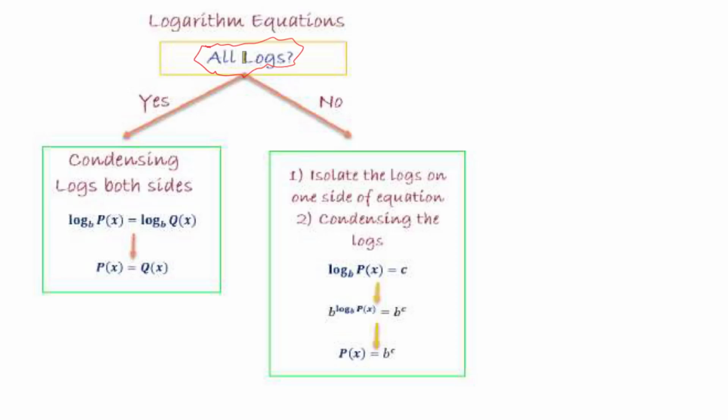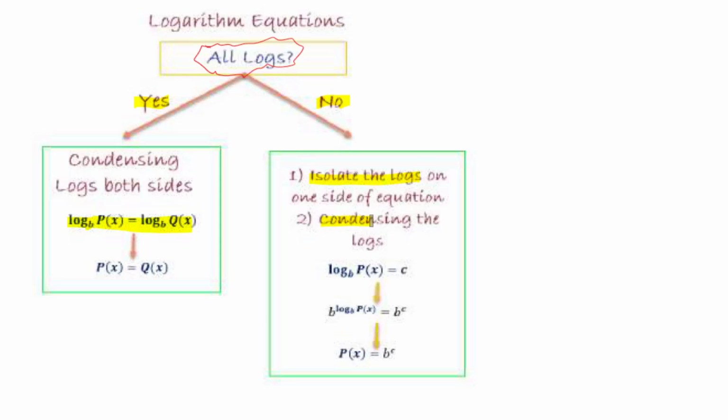This video is about logarithm equations. First step, you need to check all logs. If the answer is yes, then you need to condense the logs on both sides, and you will create this form. Then make the arguments equal to each other. Then solve for x.